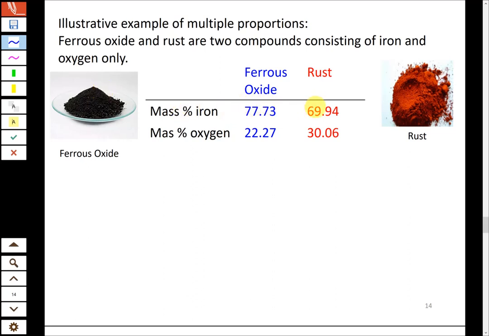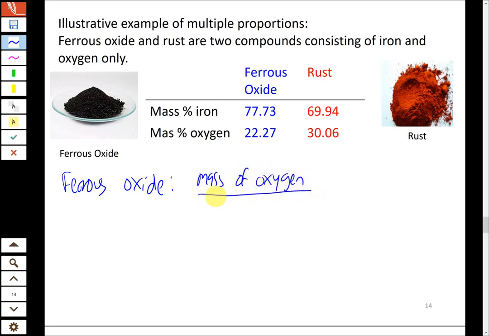And what you can see, though, is that the mass percents of iron and oxygen are different. So ferrous oxide, the black one, is about 78 to 22 iron to oxygen, whereas rust is about 70 to 30 iron to oxygen. So there are different ratios of the two elements in those compounds. To demonstrate the law of multiple proportions, what we can do is look at the mass ratios of the two elements in each compound. So for ferrous oxide, we can do it either way, iron over oxygen or oxygen over iron. It doesn't matter. We'll get the same sort of outcome.